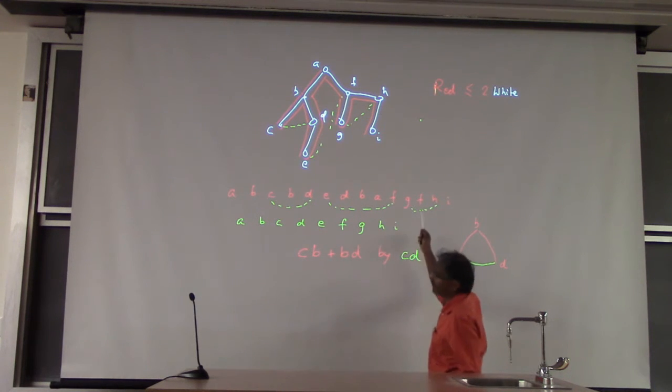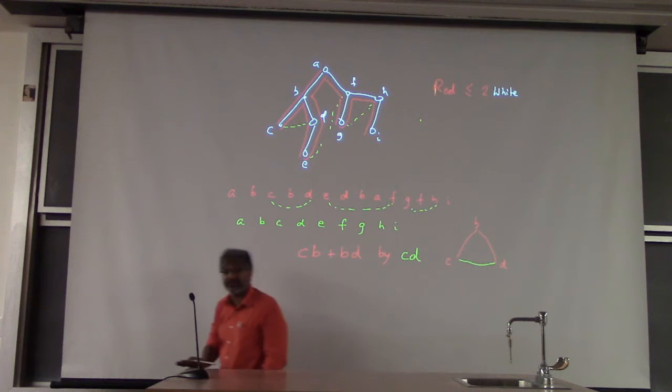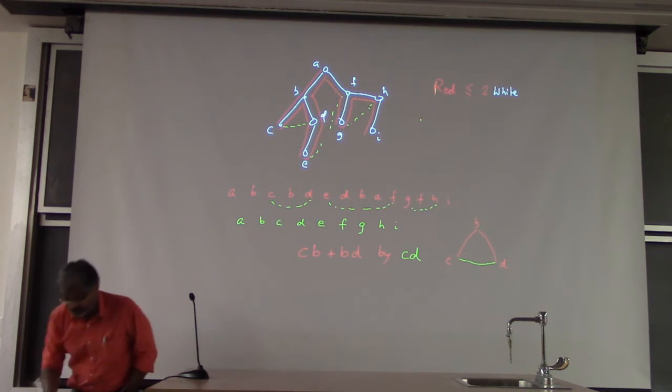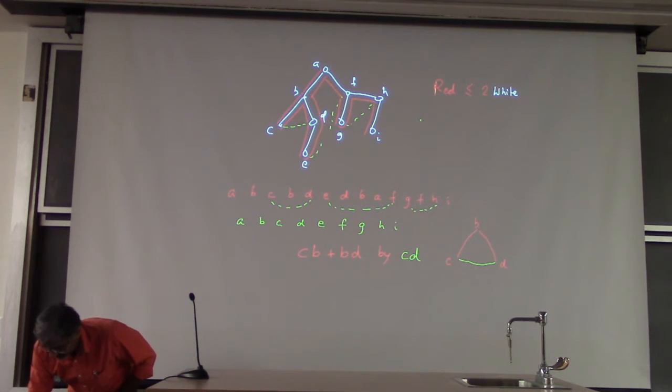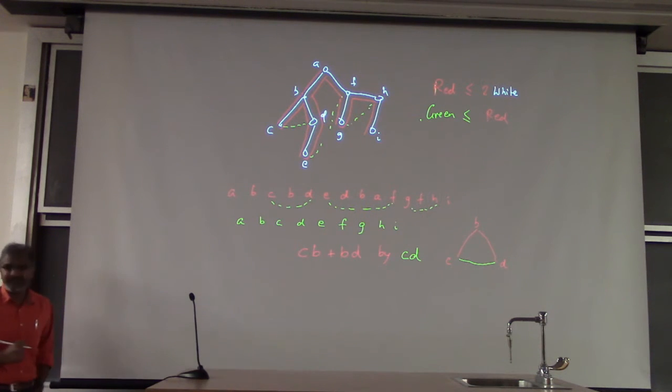So every time we do the green short circuit, we have at most kept the cost the same or possibly reduced it. Which means that the green is less than or equal to the red. Right? Because of the triangle inequality. See, that's where our assumption came in and helped us.